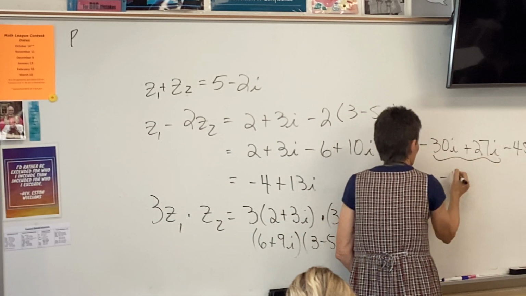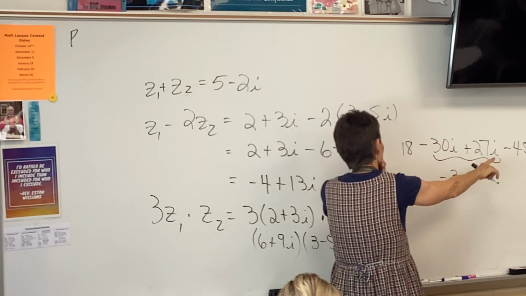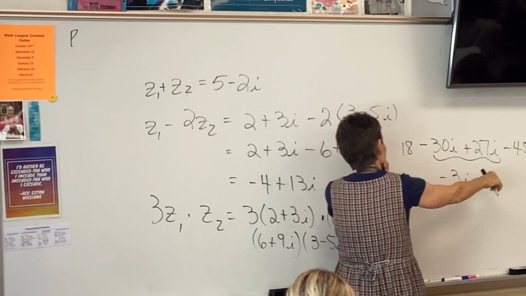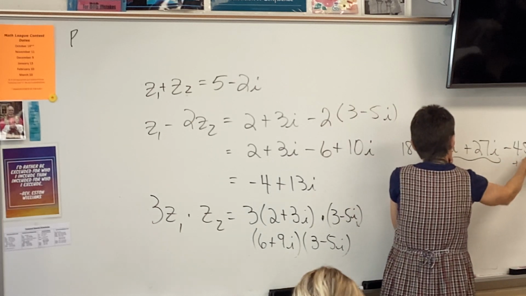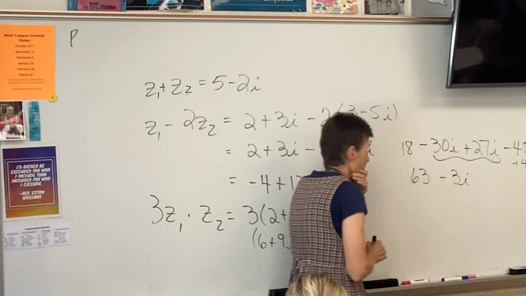These two are gonna make minus 3i. What about that guy? He's a positive 45 because i squared is -1, which is gonna make this a 63 if I add it right.